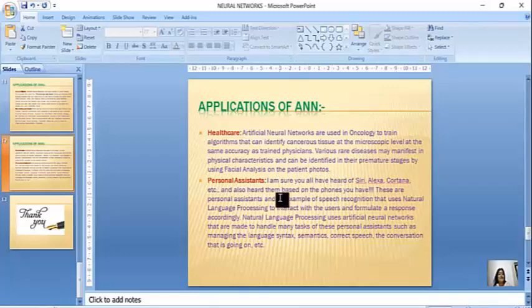Personal assistants: I think all of you nowadays are using Alexa, Siri, Cortana, based on the phones that we are using. These are personal assistants. An example of speech recognition, they use natural language processing to interact with the users and formulate a response accordingly. So NLP uses these artificial neural networks that are made to handle many tasks of the personal assistant, to manage the syntax, the correct speech, the conversation, etc.